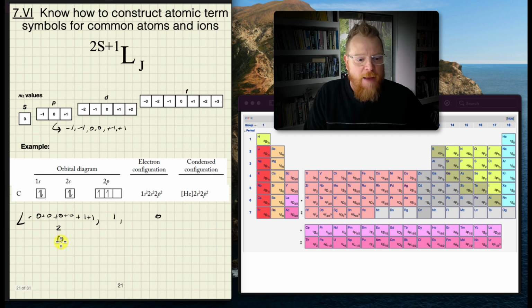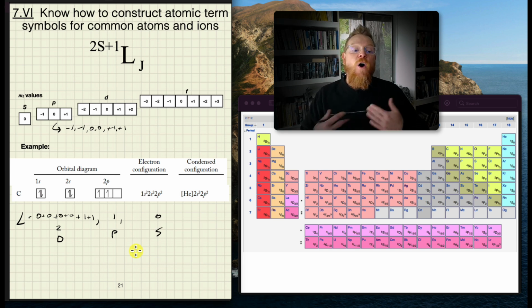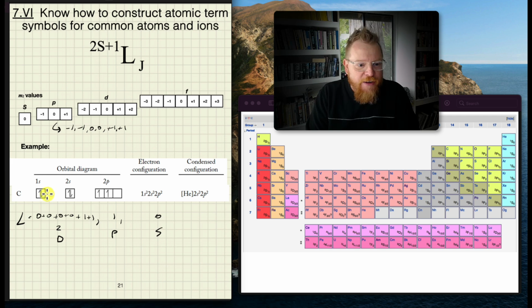So this would be a capital D, this would be a capital P, or this would be capital S. The Clebsch-Gordan series tells us all of those are possible. Well, if we do the alternative approach by summing up the ML values, and here I'll indicate the ML values below, ML for the S is 0 for the 1S, ML for the 2S is still 0, and now the MLs, as they map out here, are going to go -1, 0, +1, right?